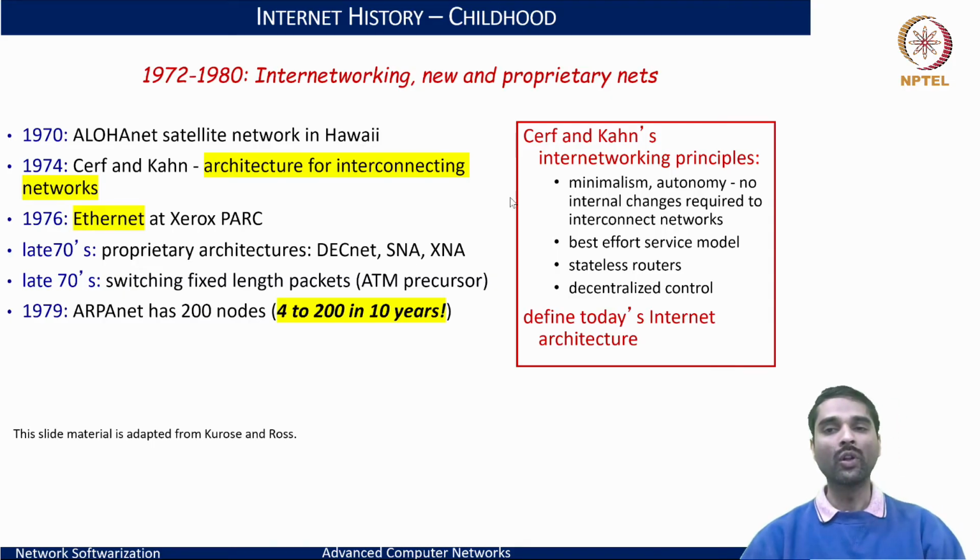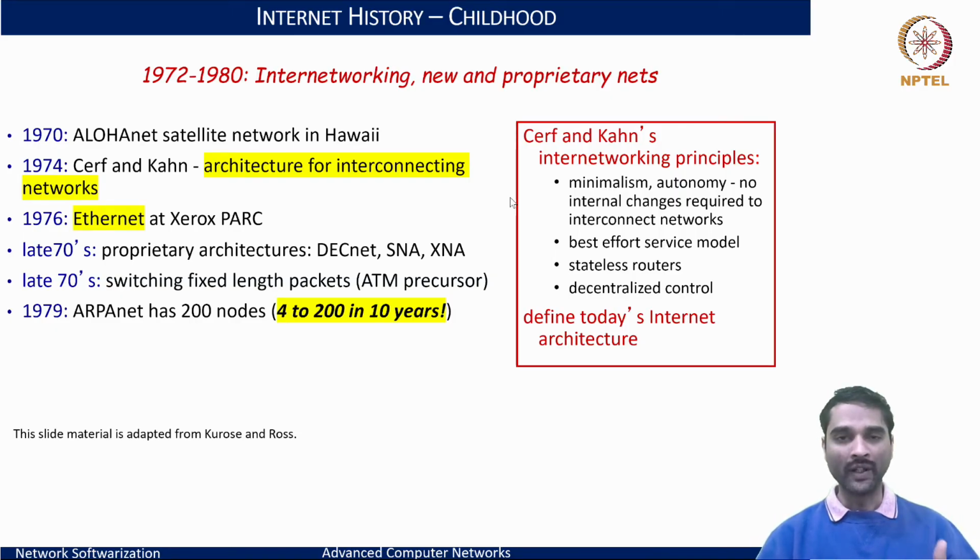And the whole role of the network needs to be the best effort service model, in that once it takes the data, it tries to do its best to deliver the data to the other end and not have any state embedded in the networks, that is essentially the stateless routers, and decentralized control. And these are the key founding principles that define today's internet architecture.